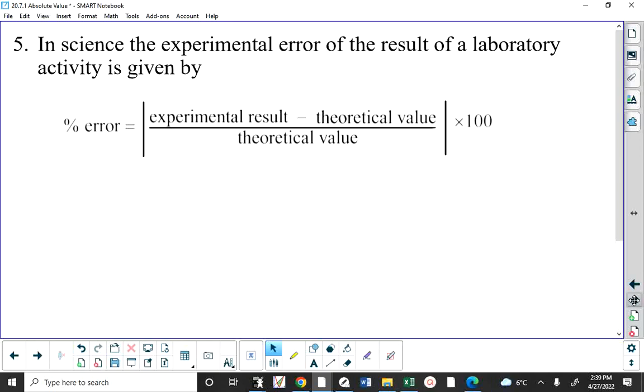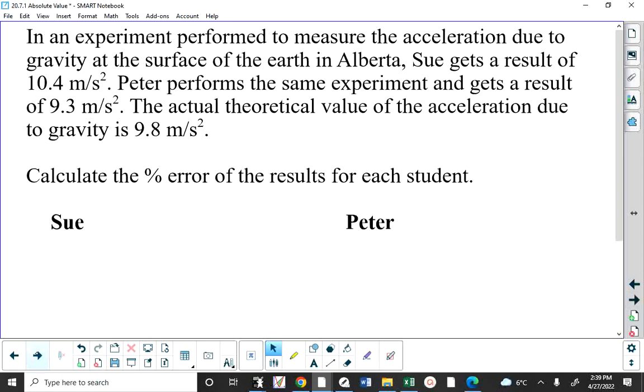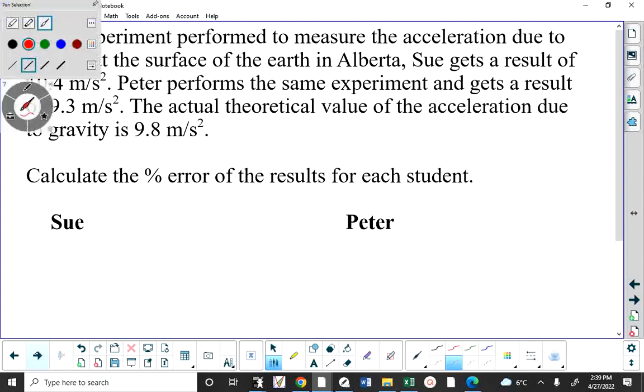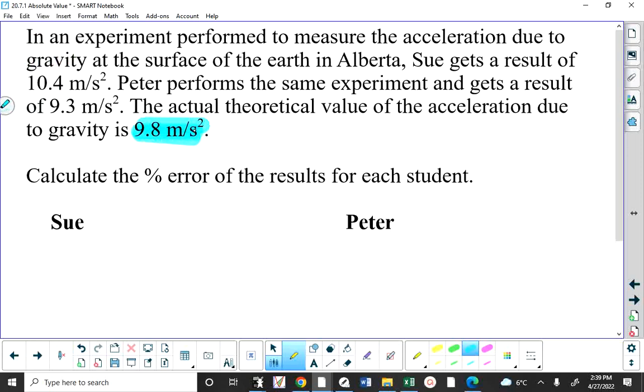Okay. So I'm going to give you a physics example here. The acceleration due to gravity here in Alberta is about 9.81 or 9.8 meters per second squared. This is the rate of acceleration of falling objects. Peter and Sue do an experiment, and Sue measures the acceleration due to gravity to be 10.4, and Peter measures it to be 9.3. What's the percent error for each one?